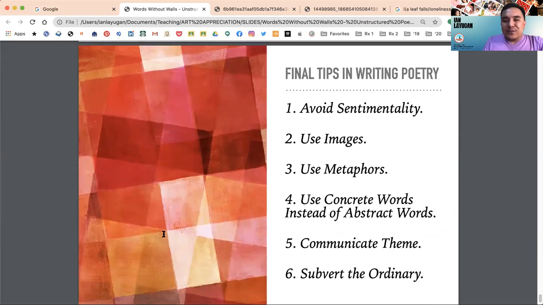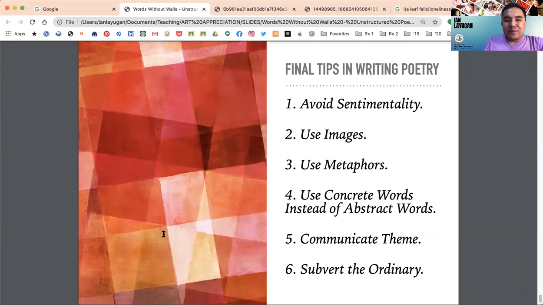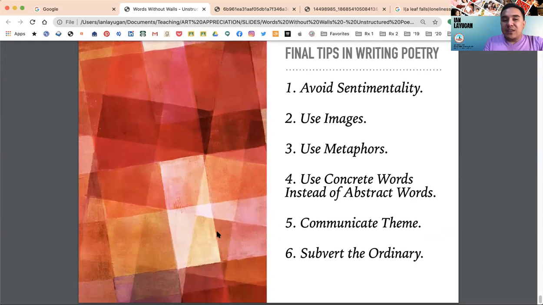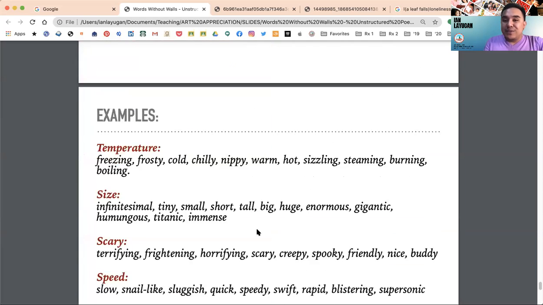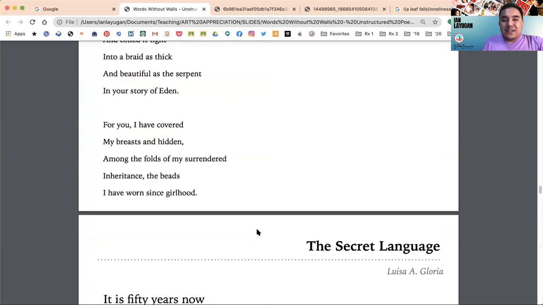So finally, as you're going to be working on your first grading project, which is a concrete poem, I want you to avoid sentimentality, not very dramatic. Use images or visual language or visuals. Use your metaphors. Use concrete words instead of abstract words. Communicate your theme, whatever you want to talk about, and subvert the ordinary. Be unique. All right. So I'll see you soon.